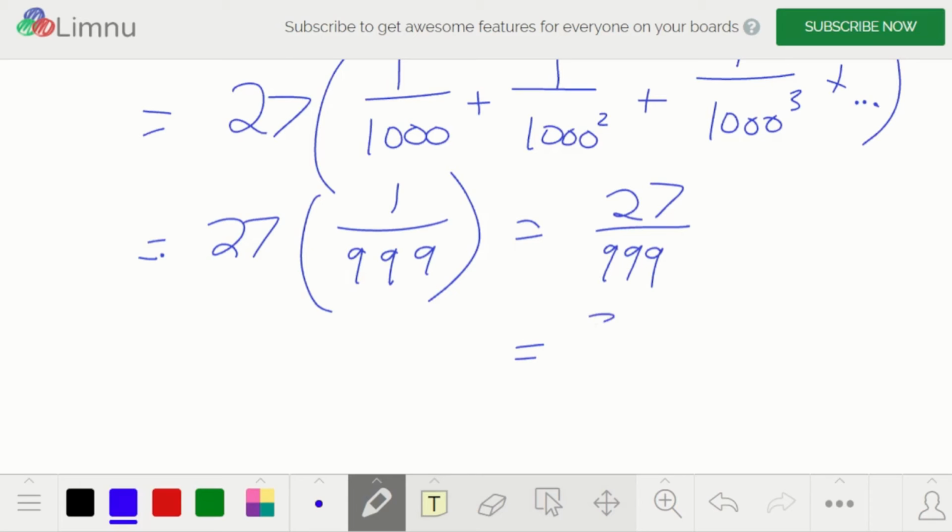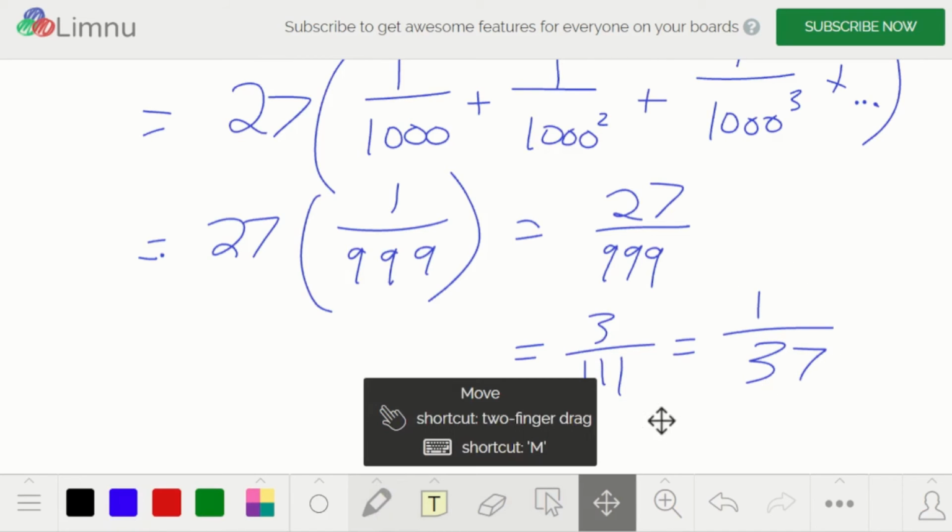Now, both of these are divisible by 9, so we can simplify that. Now, both of these are divisible by 3. So this simplifies to 1 over 37.